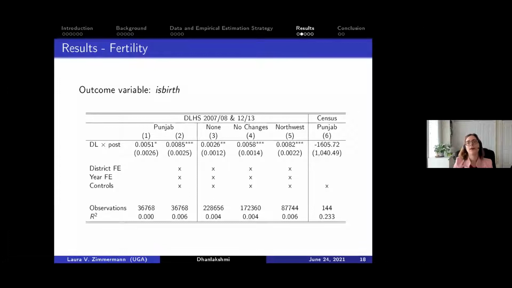On the other hand, we only find a small positive fertility increase. So the coefficients here are an order of magnitude smaller, and typically seem to indicate a tiny increase in the probability that a woman has an extra birth. If we go to the census data, where we look at the size of the cohort of 0 to 6 year olds, we actually don't find a statistically significant impact here at all.